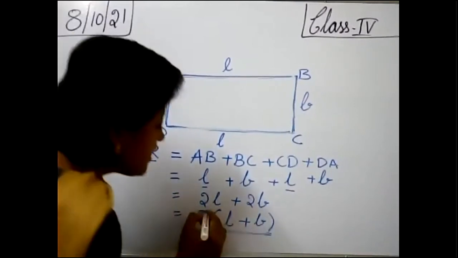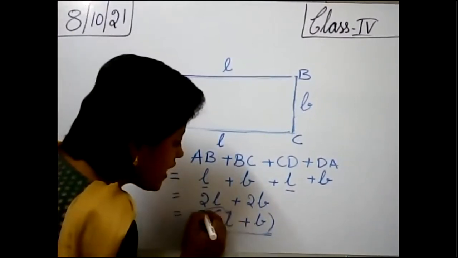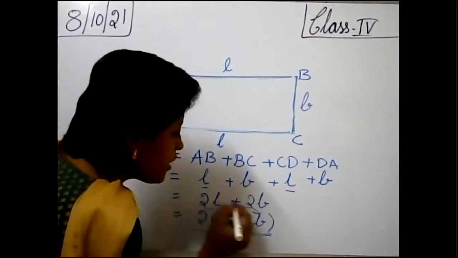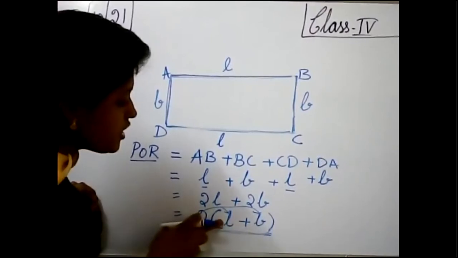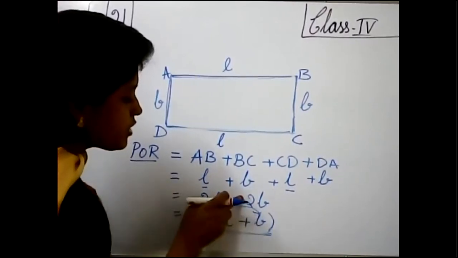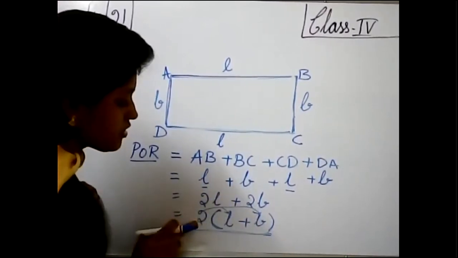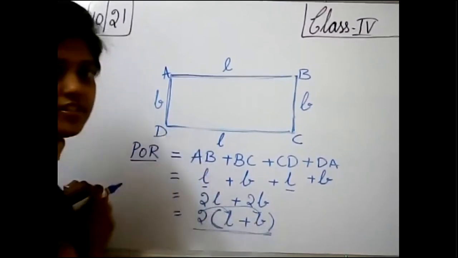Distributive property. Here, multiplying now 2 into L, 2 into B: 2L plus 2B. Already you learned the distributive property. See, 2 into L, 2L; 2 into B, 2B. So which is the common? You have 2 into L plus B.